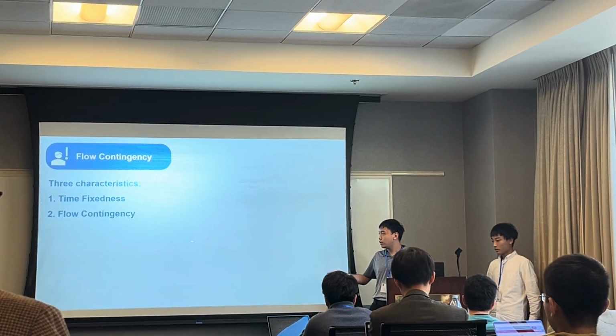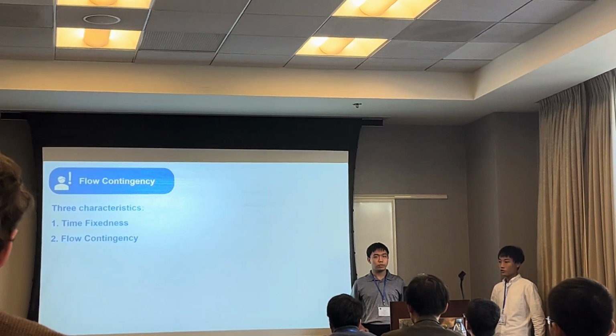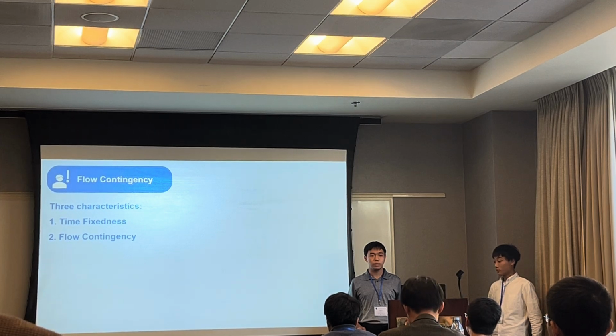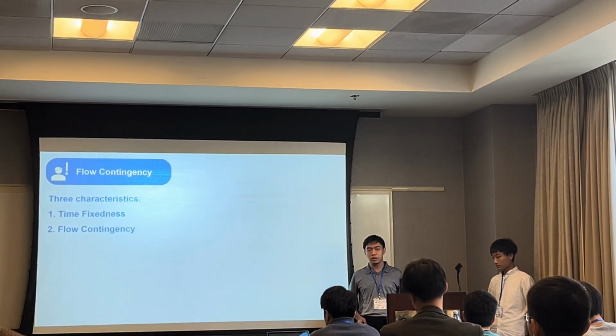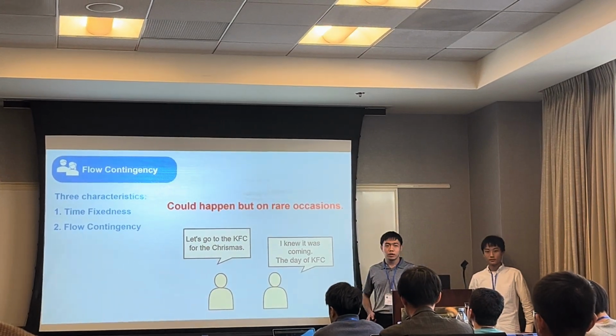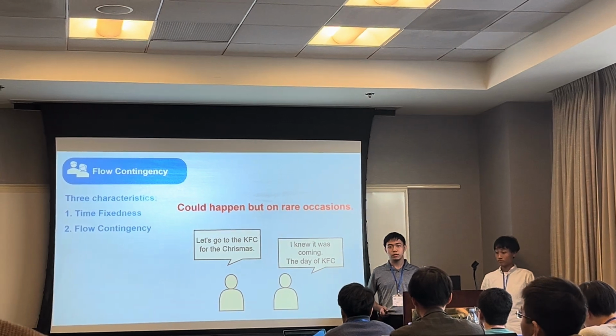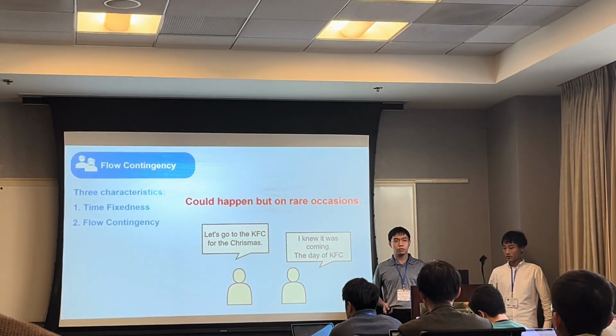The second characteristic is flow contingency. It means that the user may go to some places where it's unusual for that person, caused by some additional situations. Thus, their schedule won't remain the same forever. For example, some people may go to KFC for Christmas or go to a restaurant for some special birthday party. This behavior won't appear often.